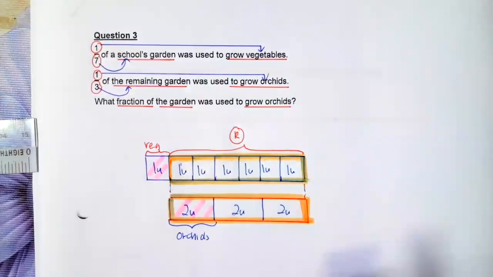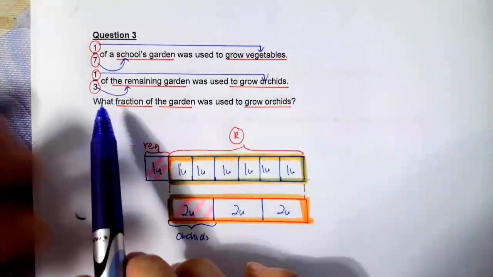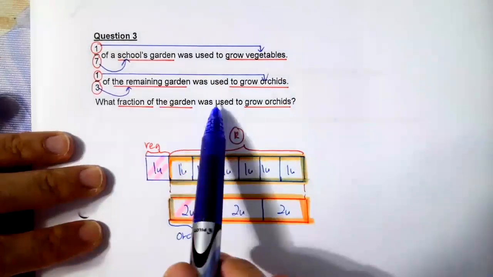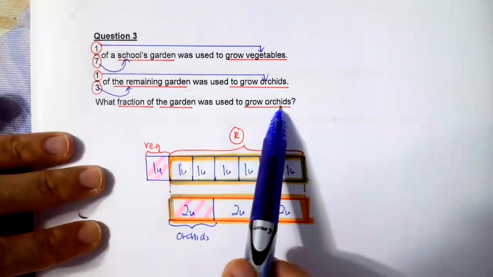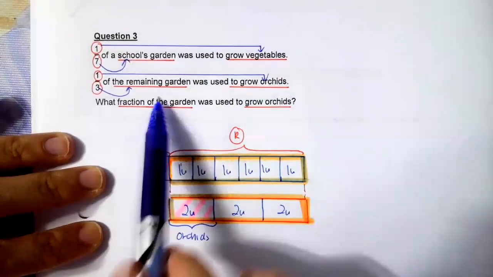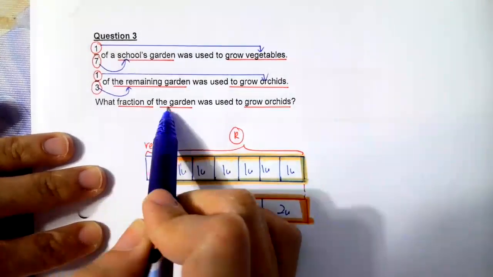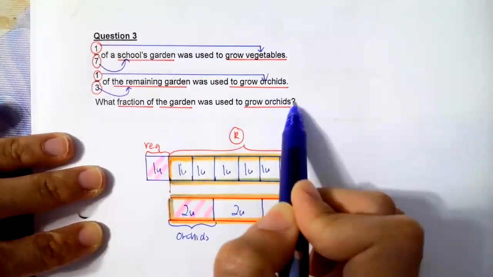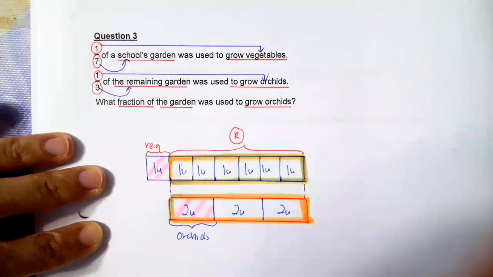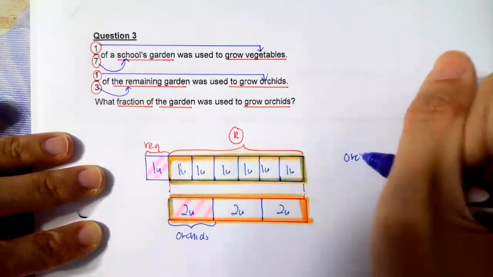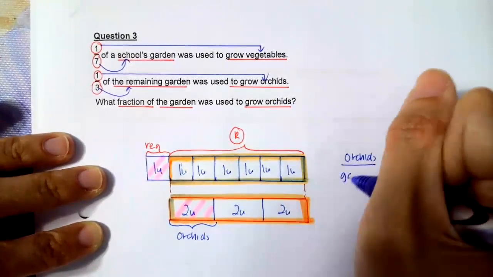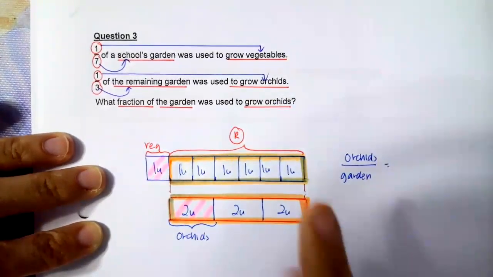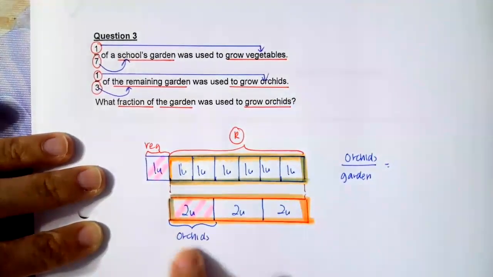Now let's get a question. They only ask you for what fraction of the garden was used to grow orchids. So I'm looking for a fraction here. So what fraction of the garden? So my garden is my denominator. And the thing I'm interested in, the numerator, is my orchids. Okay, so my orchids of my garden, orchids will be here, read off. My orchids is 2 units.